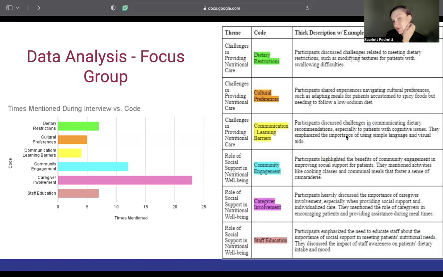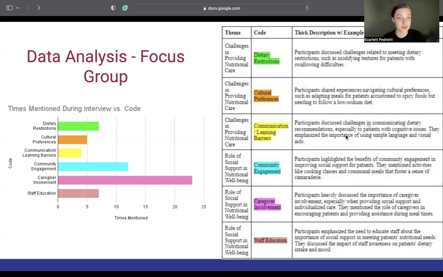So the themes that I pulled from this was challenges in providing nutritional care, as well as the role of social support in nutritional well-being. So the codes for challenges in providing nutritional care were dietary restrictions, cultural preferences, and communication learning barriers, which also kind of fall under that socioeconomic social determinant of health I mentioned earlier. While the codes for the role of social support and nutritional well-being were community engagement, caregiver involvement, and staff education.